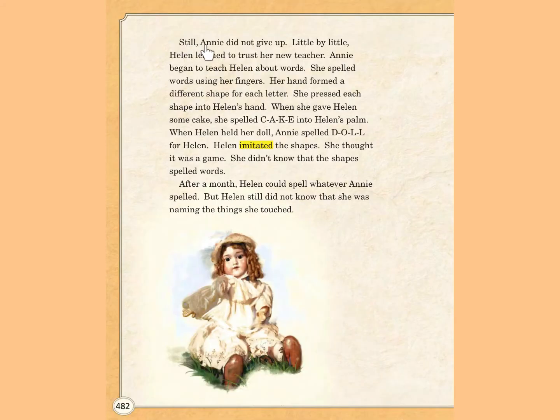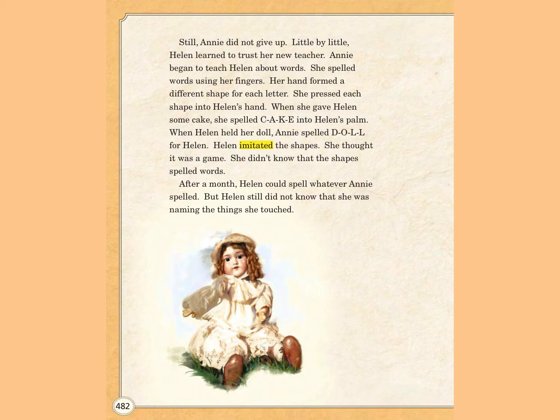Still, Annie did not give up. Little by little, Helen learned to trust her new teacher. Annie began to teach Helen about words. She spelled words using her fingers. Her hand formed a different shape for each letter. She pressed each shape into Helen's hand.